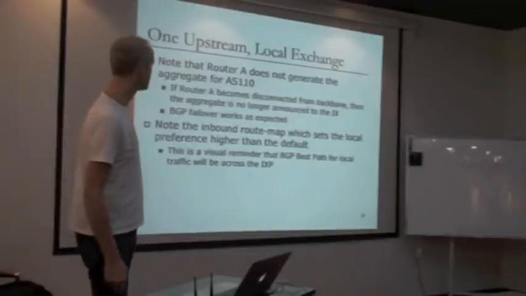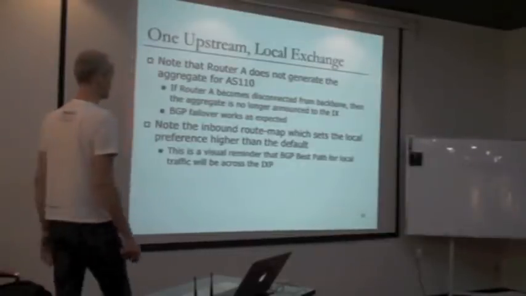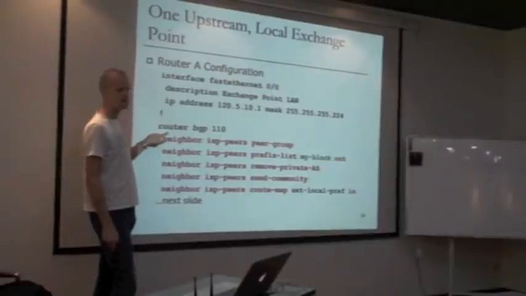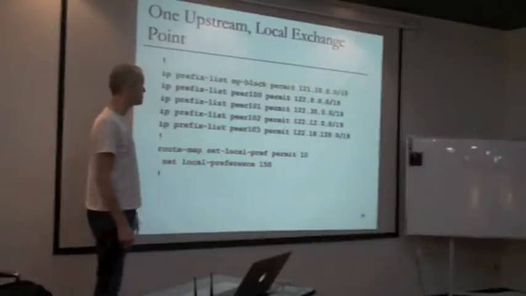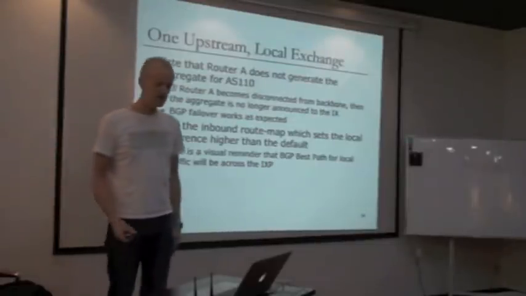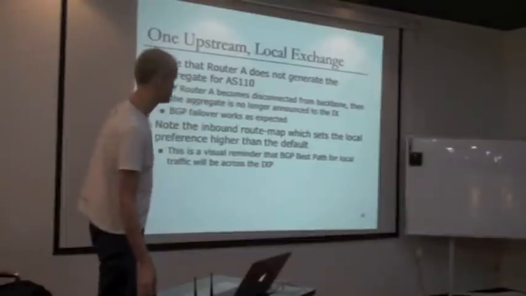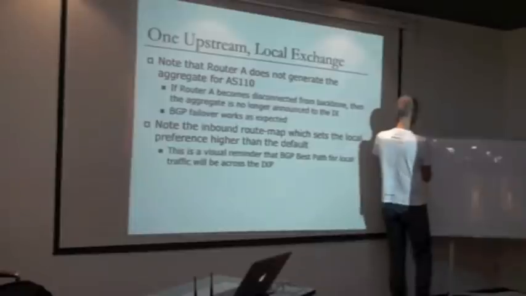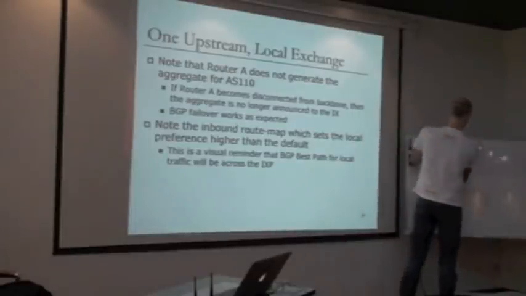So notice that router A does not generate the aggregate. Did anybody notice that? No network statement. There's no network statement here. There's a very good reason for that, because, well, I drew the picture on Monday, didn't I? There's a very good reason for all of this.